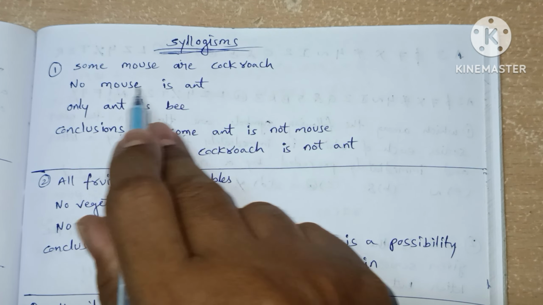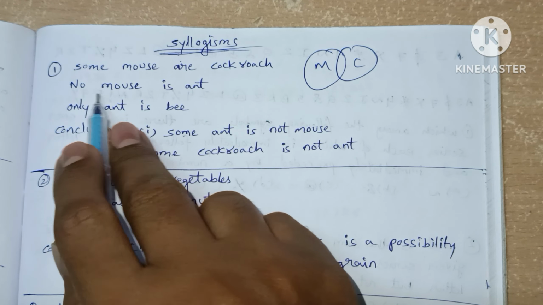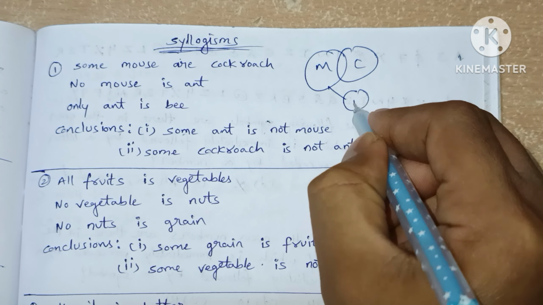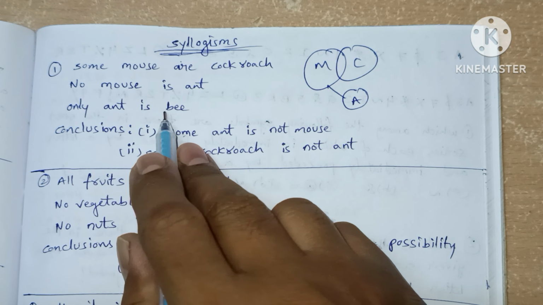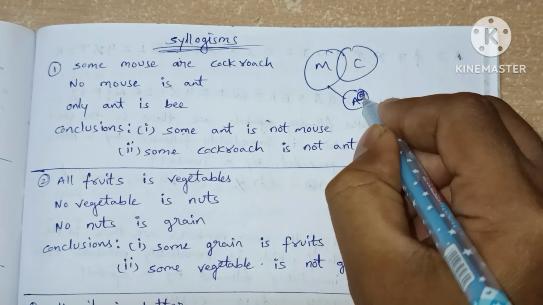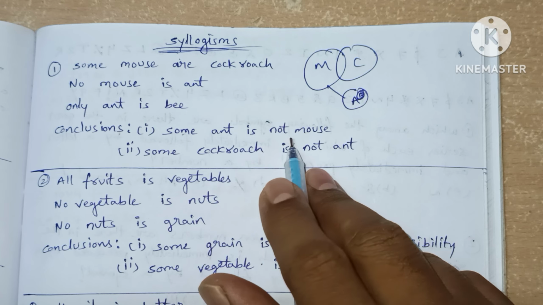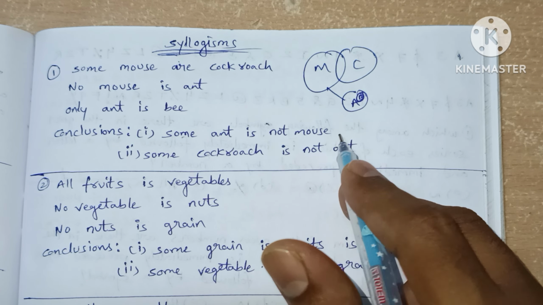Syllogisms. Question number 1. Some mouse are cockroach. No mouse is ant. Only ant is B. So B is inside ant and doesn't share with anything except ant. Conclusions. Some ant is not mouse. All ant can be mouse, possible.